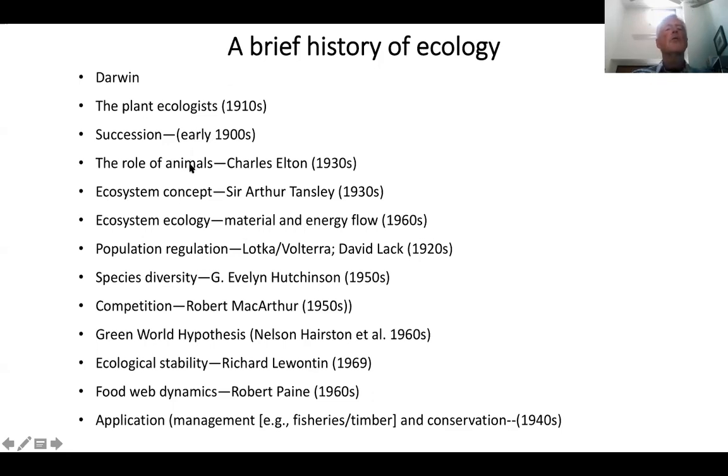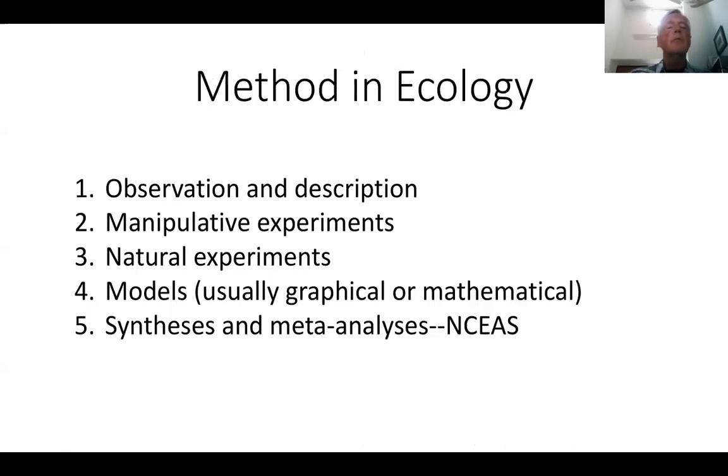Next comes the role of animals. Up until the 1930s, animals were thought to have virtually no important role in nature. It was all about plants, and plants were affected by the physical environment, but not about animals. So Charles Elton, who is a British ecologist, came along, and he really was the person that introduced the idea that animals can matter to the distribution and abundance of species, including plants.